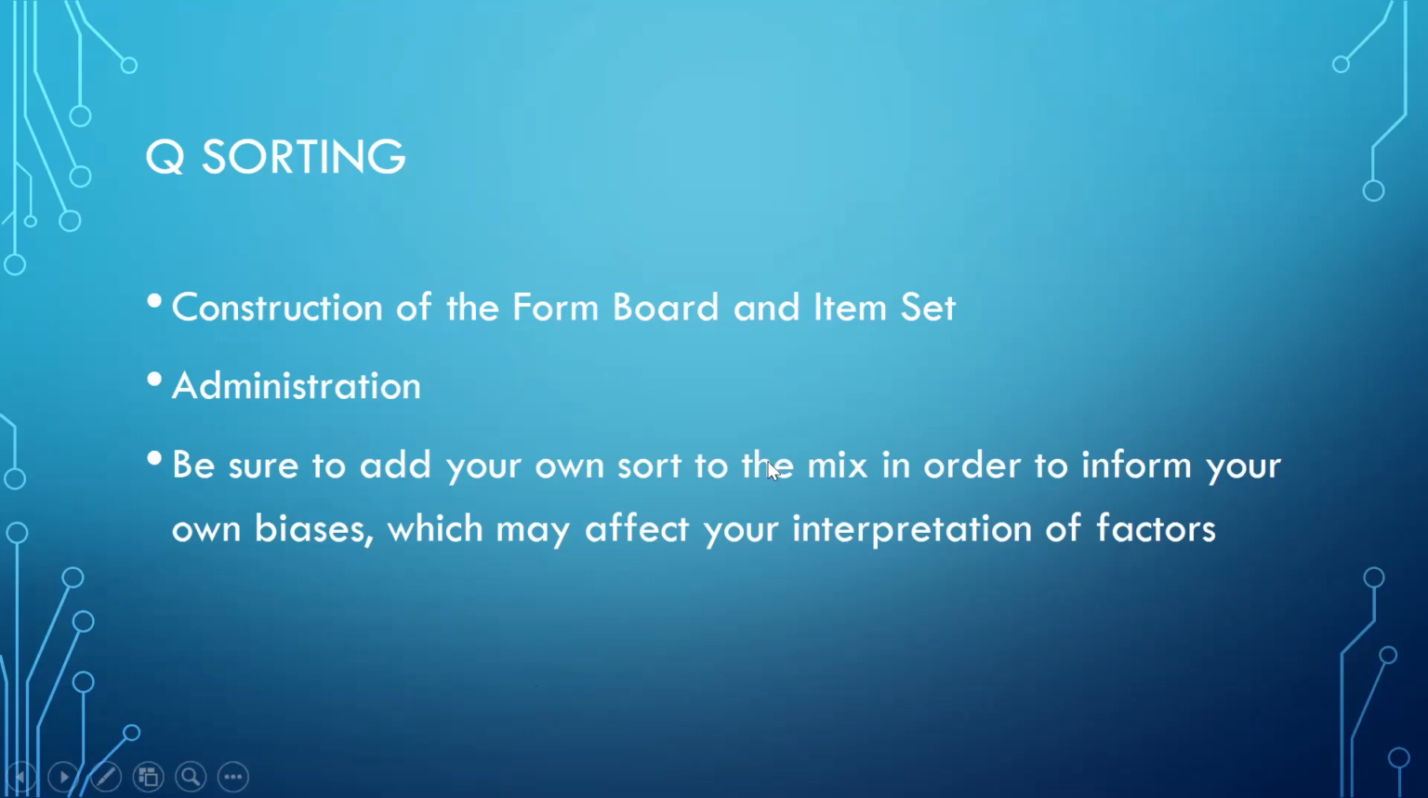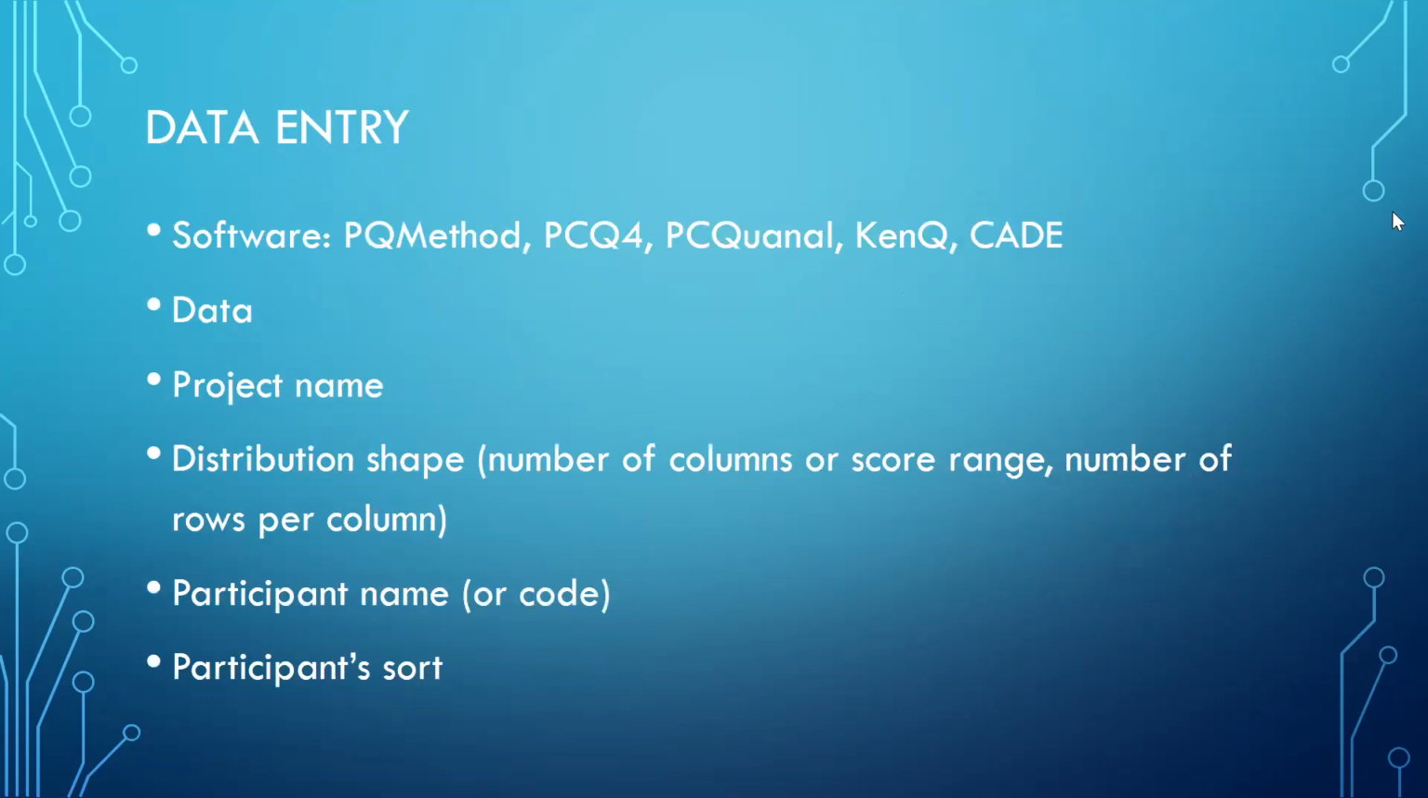So if you fit the demographic that you are looking for in terms of participants, you can add your own sort into the mix, because this is subjective, and adding your own sort does help to inform about your own bias, and you can see which factor you most identify with.